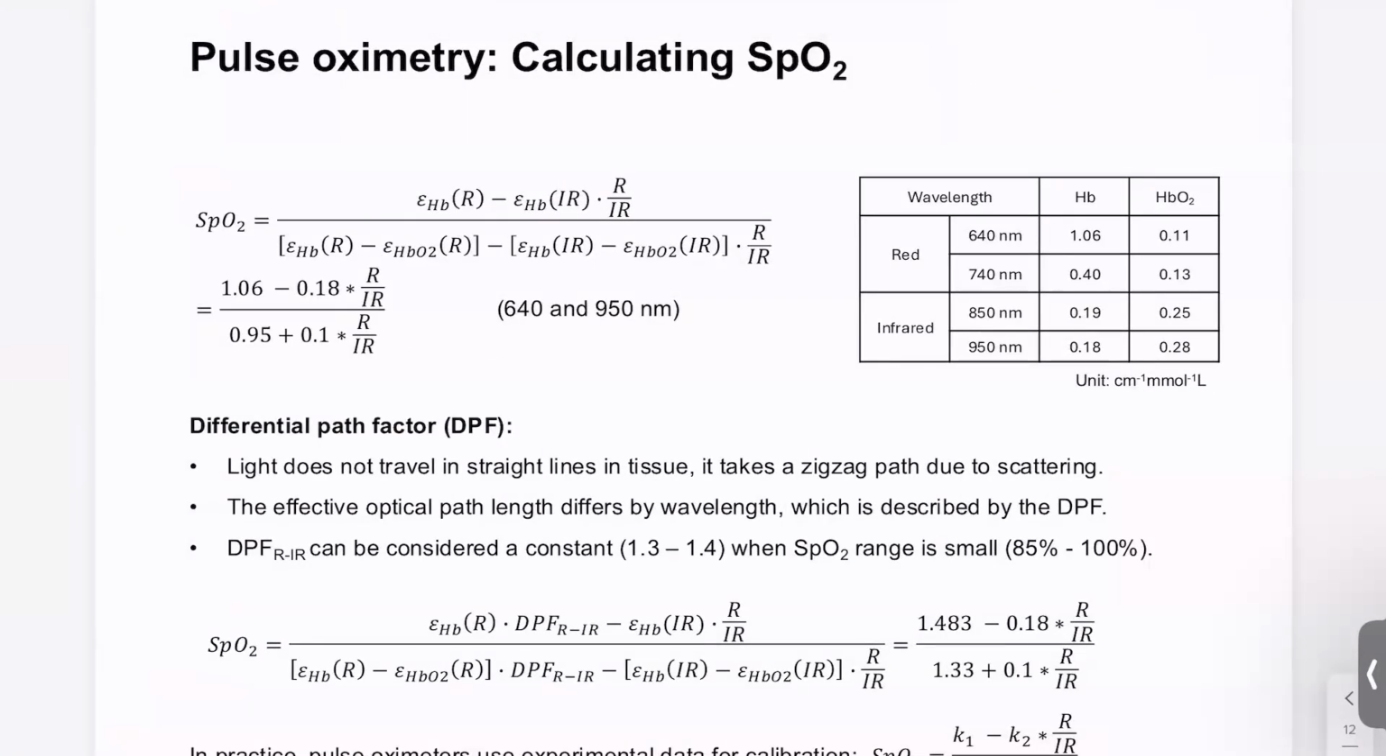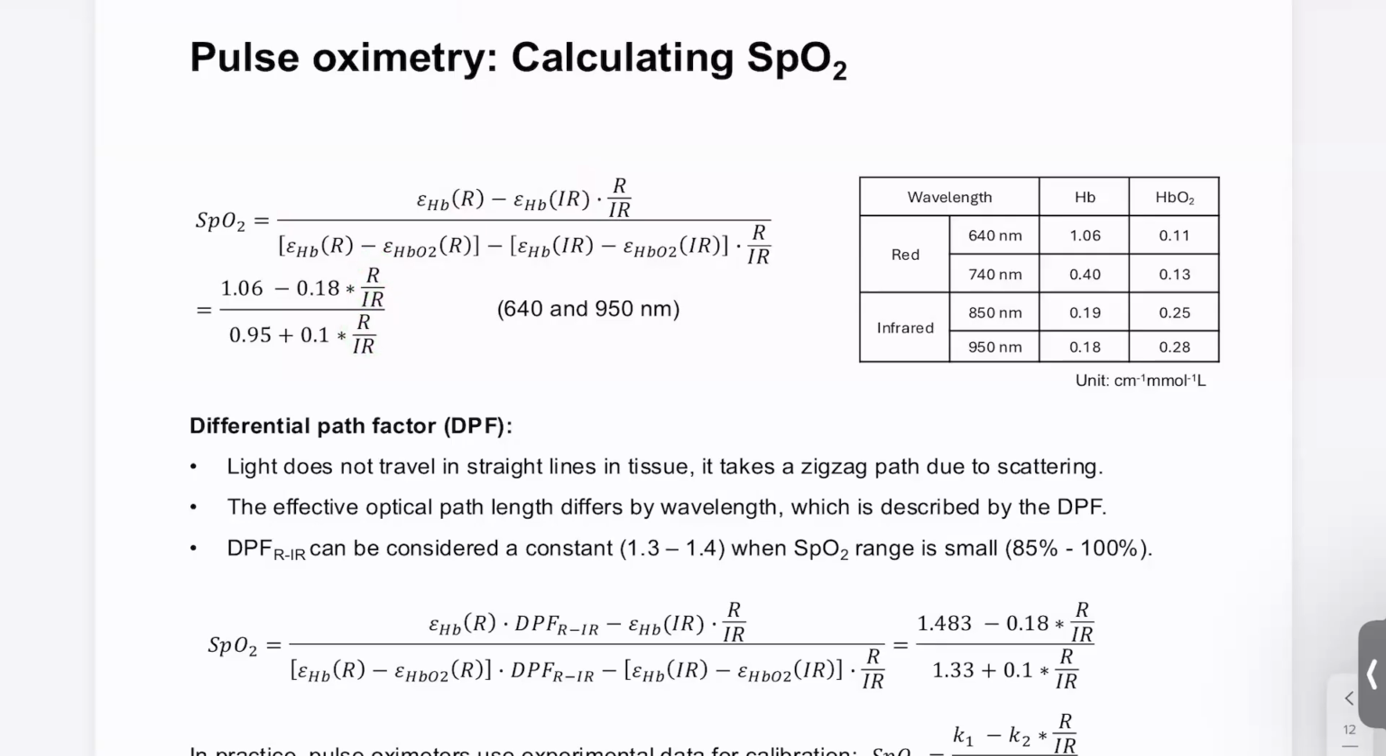And I give you a table, and in this table, I give you the extinction coefficients, all these parameters. Then you just need to plug in your sensor data. Then you will be able to get SpO2.